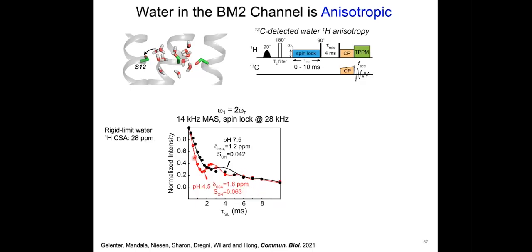But instead, I see a little bit of oscillation. It's not an exponential decay. And one can fit this oscillation to a finite residual anisotropy. That residual anisotropy is slightly different between the acidic red sample data and the neutral pH black data. You see that the red data oscillate a little faster. The minimum comes out at a shorter time.